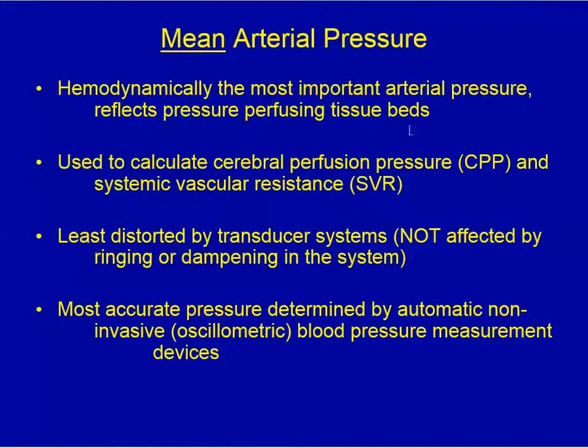It's my opinion that the mean arterial pressure is the one that we should be most interested in. It is hemodynamically the most important, since it reflects the pressure that is actually perfusing the vascular beds. It's also used to calculate cerebral perfusion pressure and systemic vascular resistance. And most importantly, it is the one that is least distorted by both transducer systems and by oscillometry measurements.